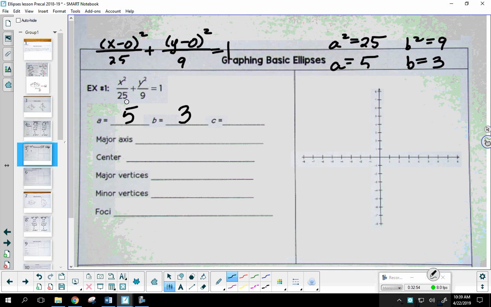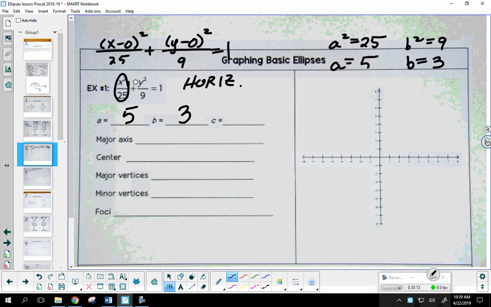There you go. The larger denominator, A squared, is below the X. Because it's below the X, I know the major axis is running horizontally. If the larger denominator had been below Y, then the major would be running vertically. That's how you tell.